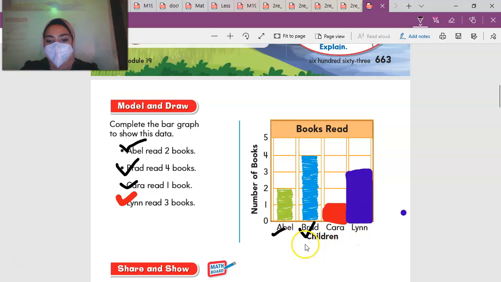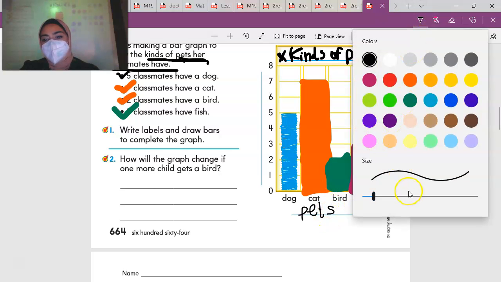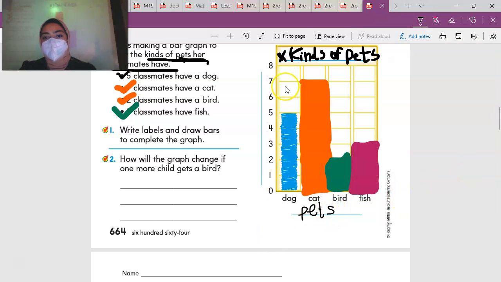So here it says books read Abel, Brad, Kara, and Lynn. What are those? Those are children, and that's why they wrote children here. Nope, those are definitely not things. Those are children. So that's why they wrote children here. So on the bottom, dog, cat, bird, fish, those are all what? Pets. So what are you going to write on that line? Pets. All right. So we filled in the labels. We filled in the data. We made a title. Now we're going to move on to number 2.